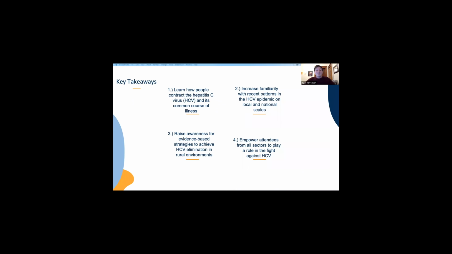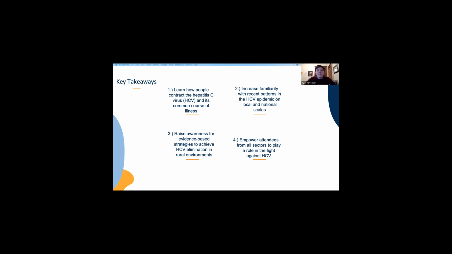So the focus of this presentation, I'm hoping to cover four major key takeaways. The first is to discuss what HCV, or hepatitis C, is, how it's transmitted, and the common course of the illness. Second, I'm hoping we can increase our familiarity with recent patterns in the hepatitis C epidemic, locally and then on national and global scales. Third, I'm hoping we can raise awareness around what evidence-based strategies exist to combat the spread of hepatitis C, especially in rural environments.